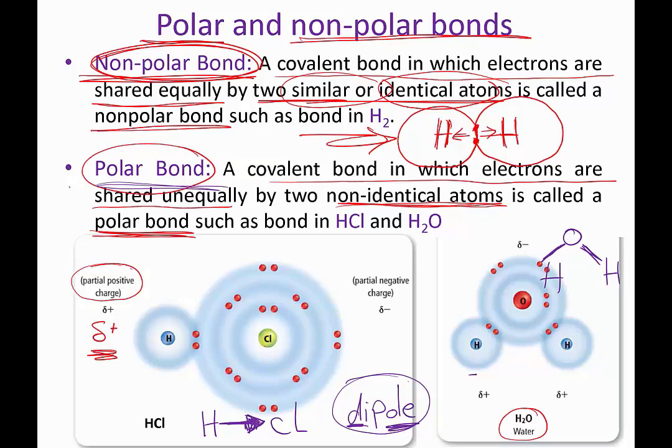For the water, H and O, also H is a little bit positive, oxygen slightly negative, so we have two dipoles. This is the direction of the two dipoles. So whenever there is a polar bond, that means there is a dipole from the positive side to the negative side.